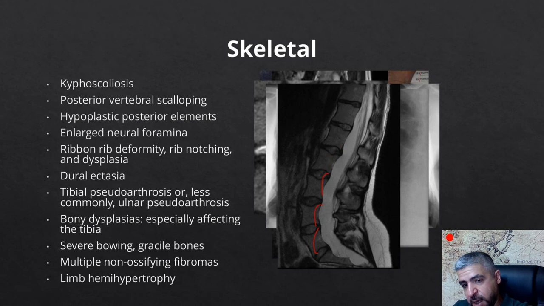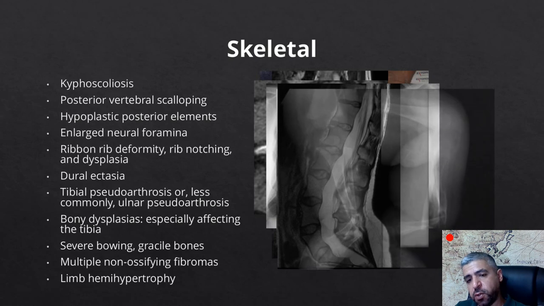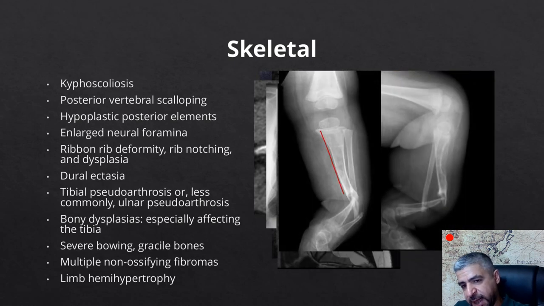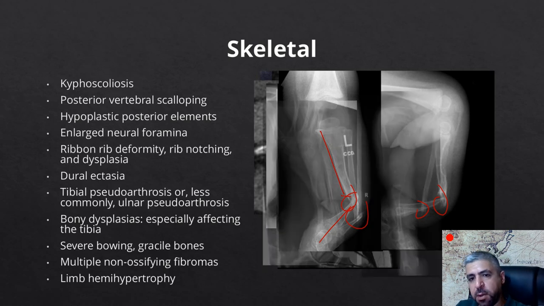So there is dural ectasia and posterior vertebral scalloping, and this results in hypoplastic posterior elements and widened neural foramina. What else? What other musculoskeletal manifestations? We have tibial pseudoarthrosis or even ulnar pseudoarthrosis. It's like a fracture of the tibia that forms kind of a joint. Also here, a fracture of the fibula that forms a type of joint. This is called pseudoarthrosis. It's not real arthrosis. Also severe bowing and gracile bone.